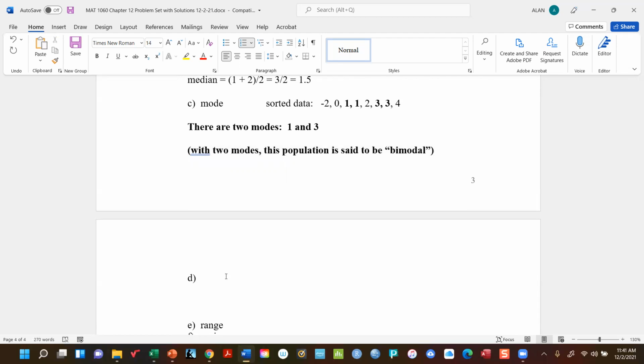All right, now the range, I don't know what happened with this D here. The range, again, requires us to know or have this sorted data so that we can easily pick out the maximum and the minimum values.